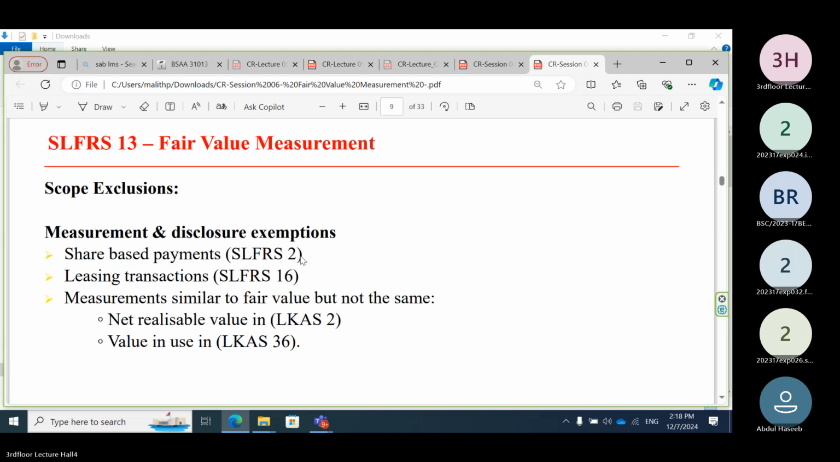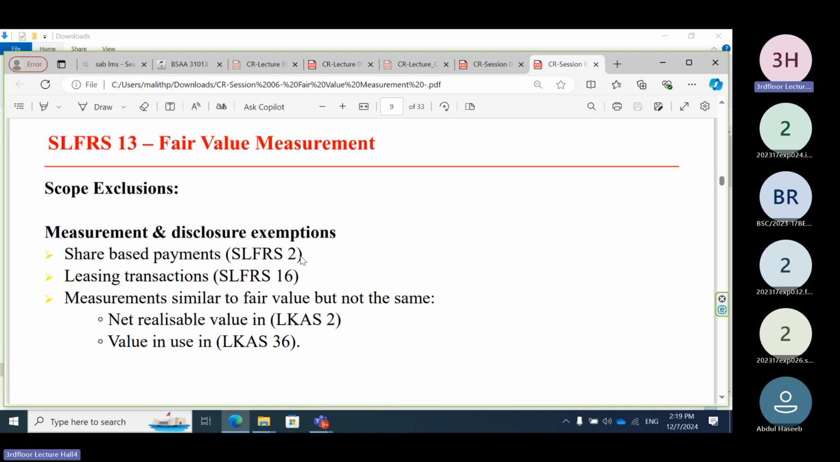Why? It may be more complex, right? Very specific methods may be involved, and by using a general method we can't do that. If it is so complex, the standard should give a specific guideline, and we need to comply with that. Because of that, SLFRS 2 has given a specific guideline for fair valuation, so we are not going to use the general guideline. That's why we are not using SLFRS 13. So you need to have an answer for why, and you need to explain that. Leasing transactions, SLFRS 16.